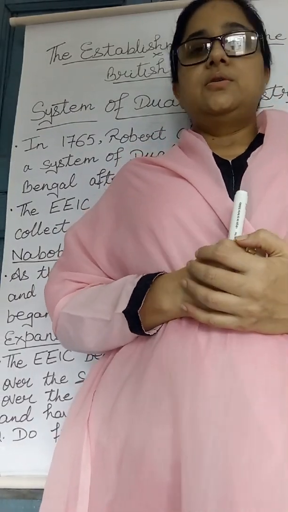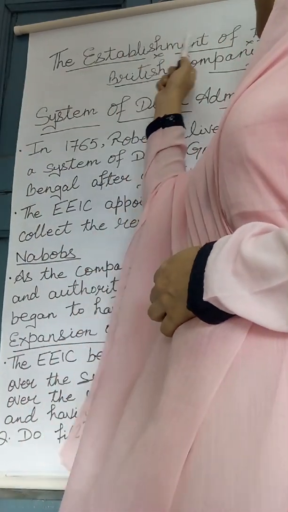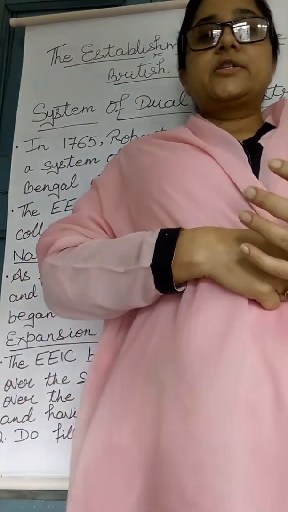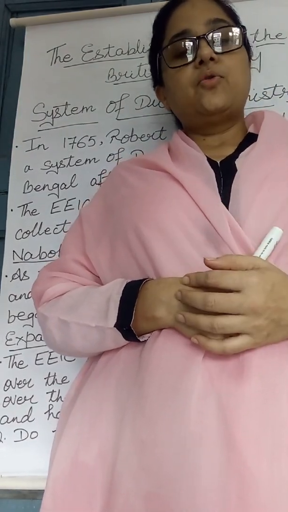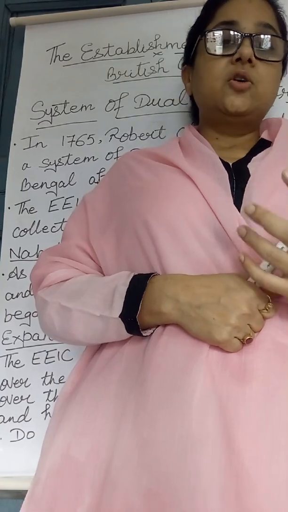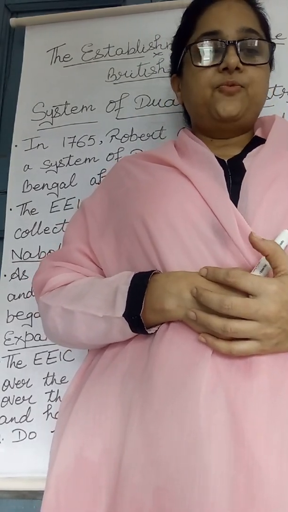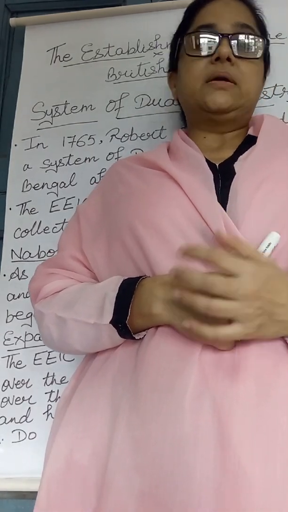Good morning, students. Today I am going to continue the chapter The Establishment of the British Company. In the previous video I explained to you about the Battle of Plassey and the Battle of Buxar. In the Battle of Buxar, I explained that Mir Qasim was defeated by the British in a series of battles.